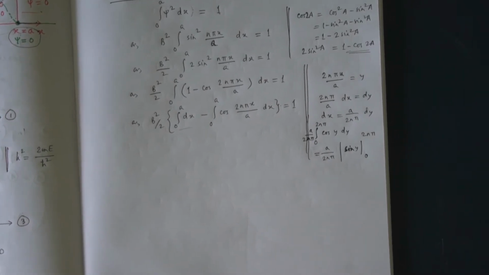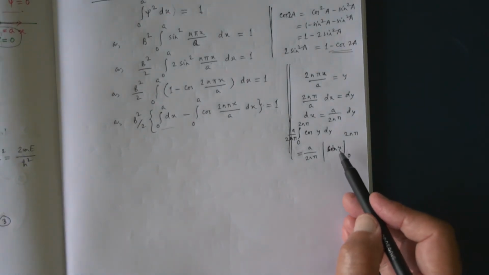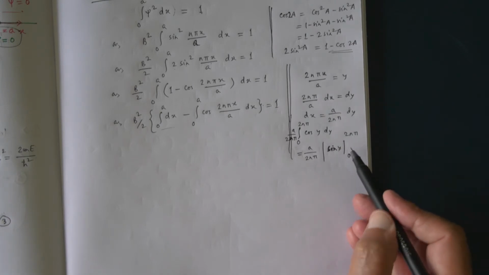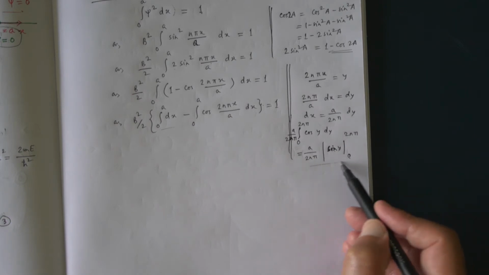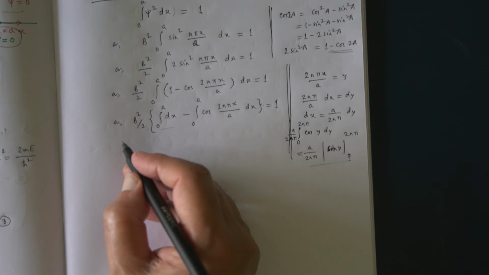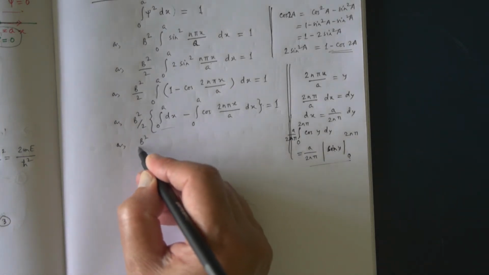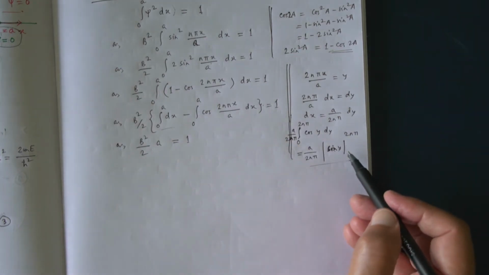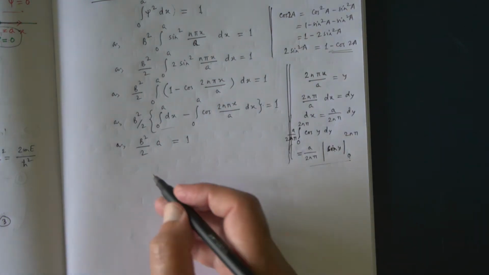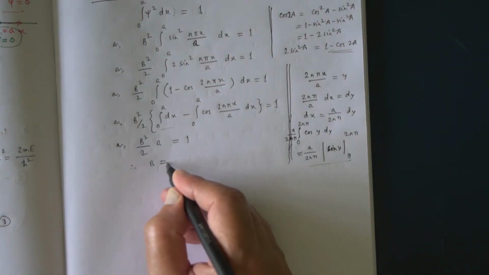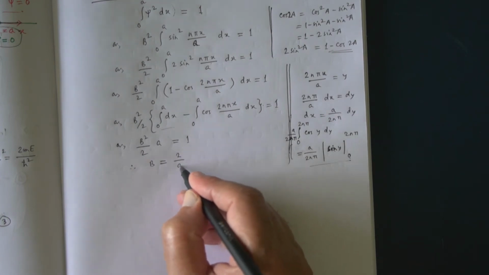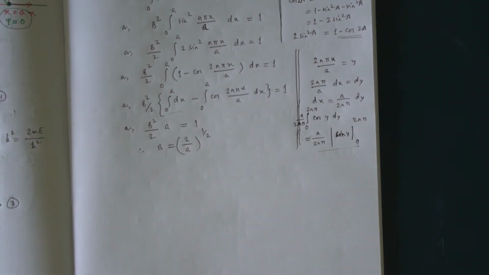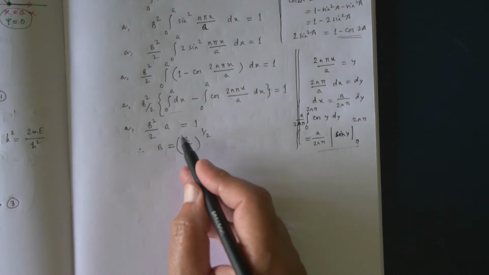Now you see sine 2 n pi equal to 0 minus sine 0, so this portion is 0. So we can write b square by 2 times a equal to 1. This portion is 0. Hence b equal to 2 by a whole to the power half. We generally take the positive value. Hence we have got the value of b.